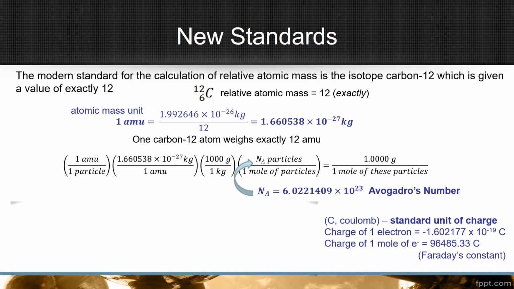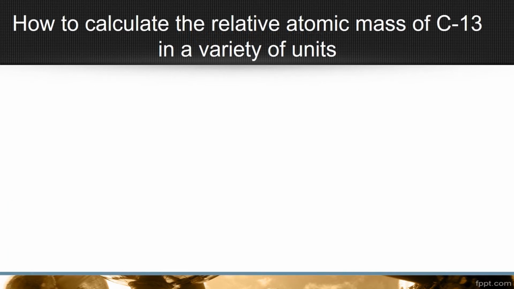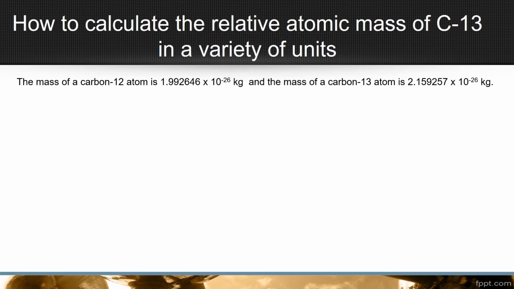Okay. So let's summarize our findings of atomic particles into a simple, comprehensive table describing all the properties of the small particles that make up atoms. We saw above that the mass of a carbon-12 atom is 1.992646 times 10 to the minus 26 kilograms. And using a modern instrument called a mass spectrometer, we find that the mass of a carbon-13 atom is 2.159257 times 10 to the minus 26 kilograms.